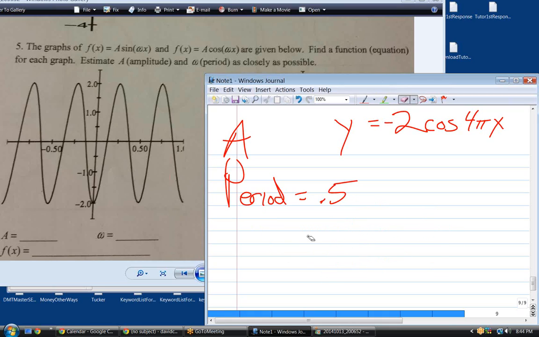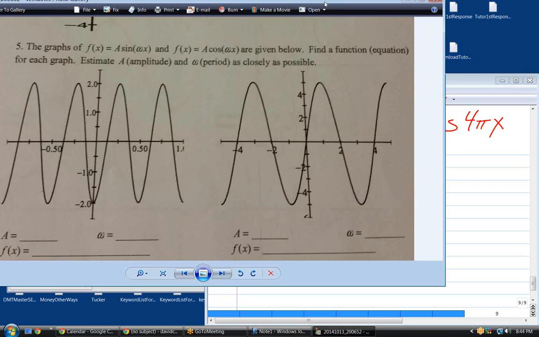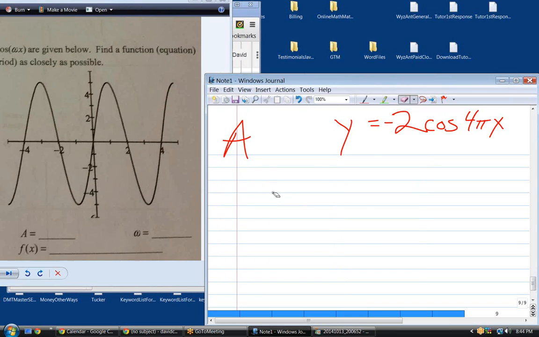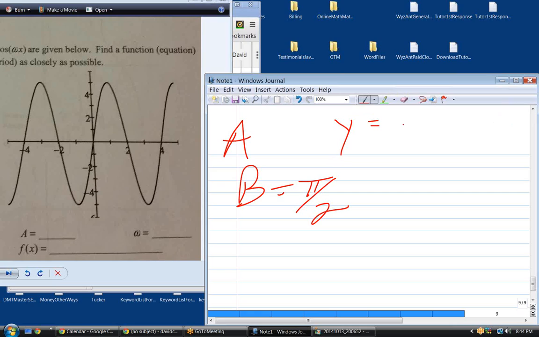This looks like a positive sine graph. The period looks to be 4. So B would be pi over 2. It's positive sine, so it's 4 sine pi over 2x. 5 sine pi over 2x. Oh, 5, yeah. Yeah, the amplitude was 5.